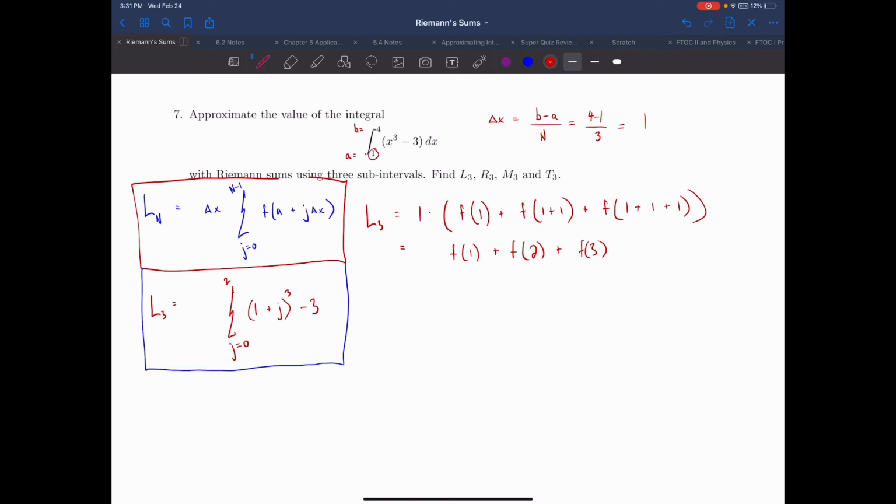So f of 1 is going to be negative 2. F of 2 is going to be 5. And f of 3 would be 3 cubed minus 3, so 27 minus 3, or 24. And so we get the value of 27. So that would represent the area using the left-hand sum, or an estimate of the area.